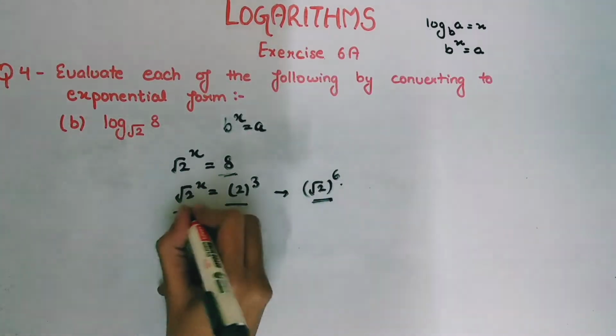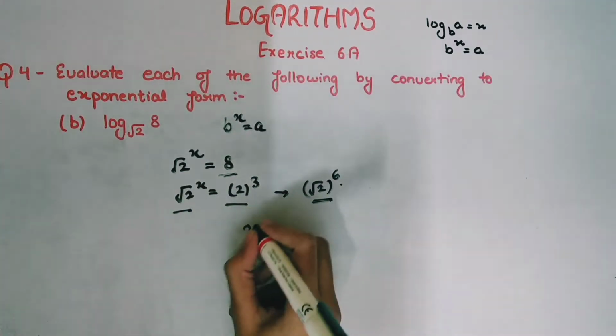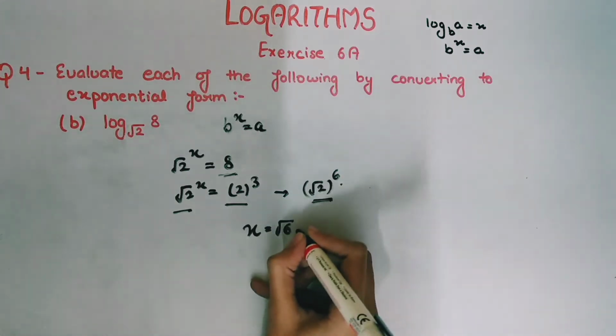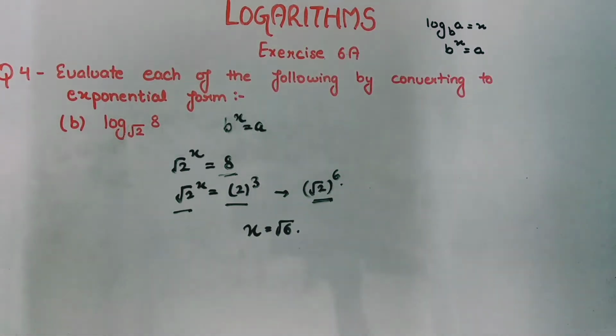Now, √2 and √2, the bases are similar, hence the powers must be equal. Hence x is √6.